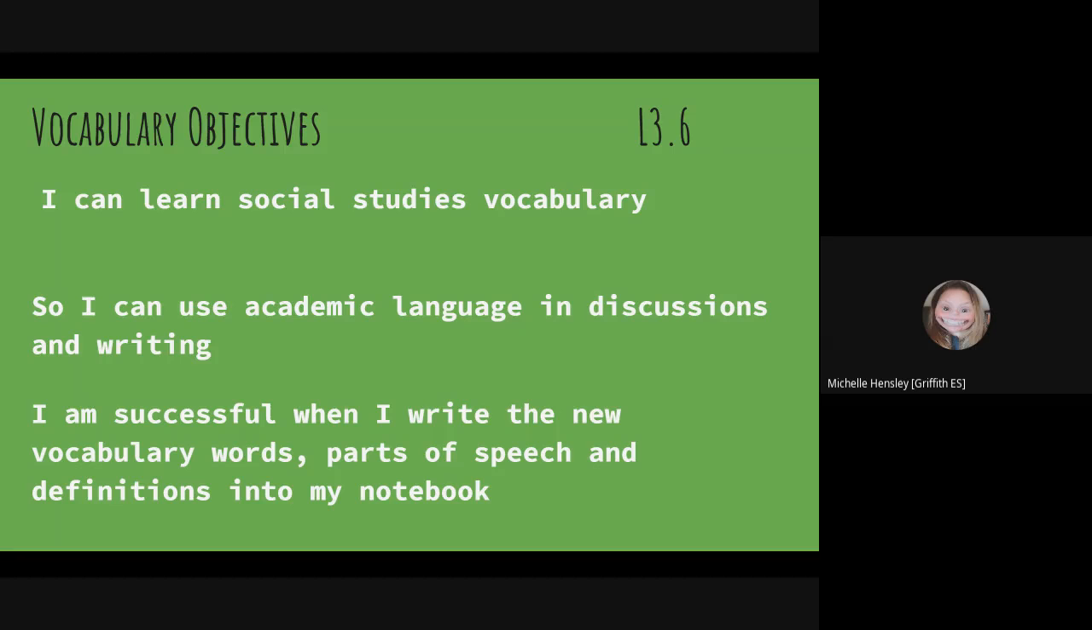And if you'll recall, Unit 4 is: what is the best way to get things done? That's our big question, and we've already decided that it's working together. And so today we're going to learn some more social studies vocabulary that's going to focus on working together.